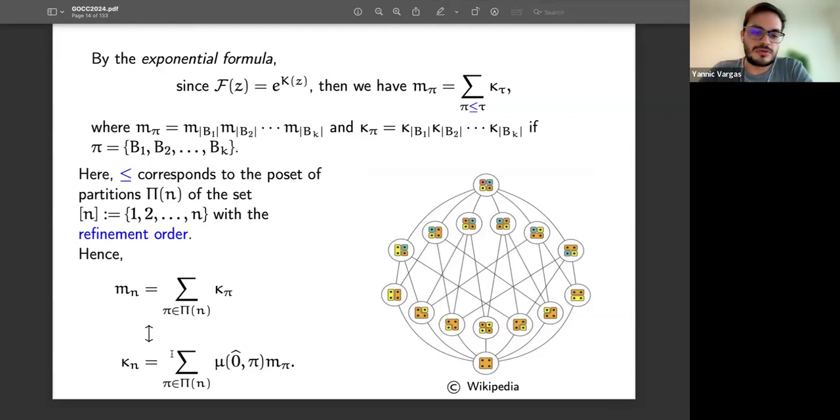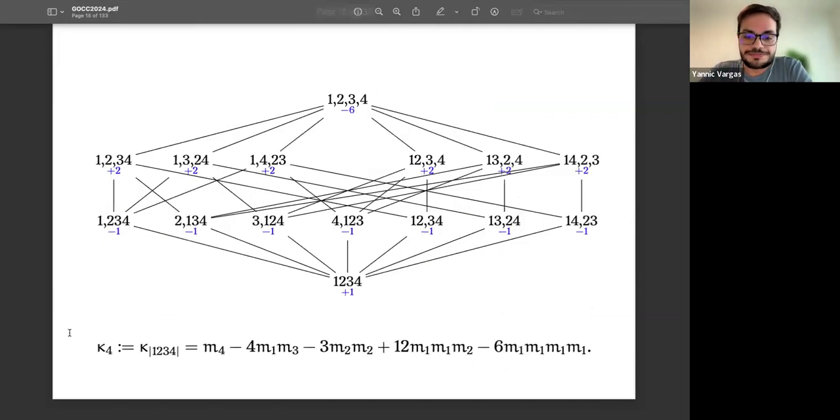Then you can invert this by Möbius inversion, and you have a formula for kappa n in terms of the terms of the sequence. So here's an example of how the formula looks.